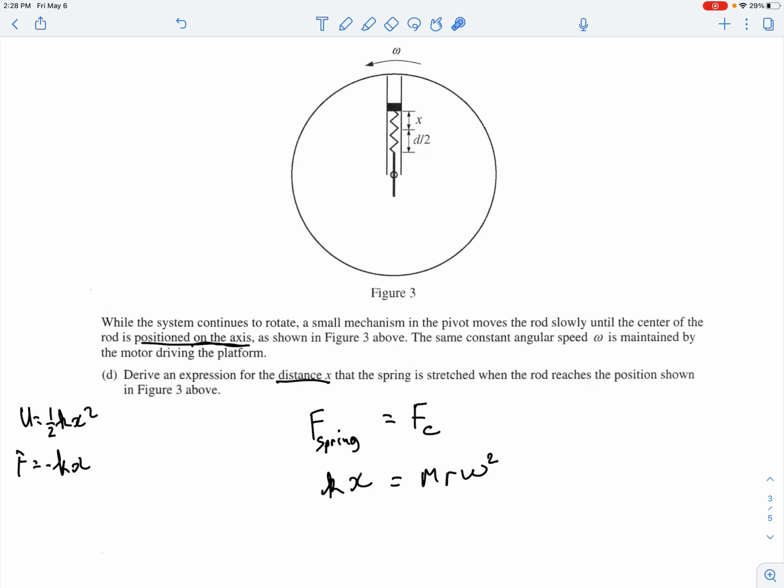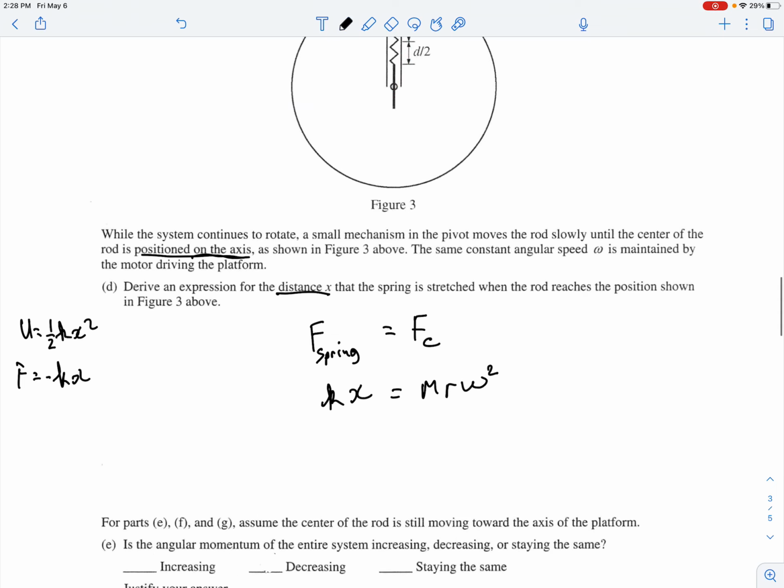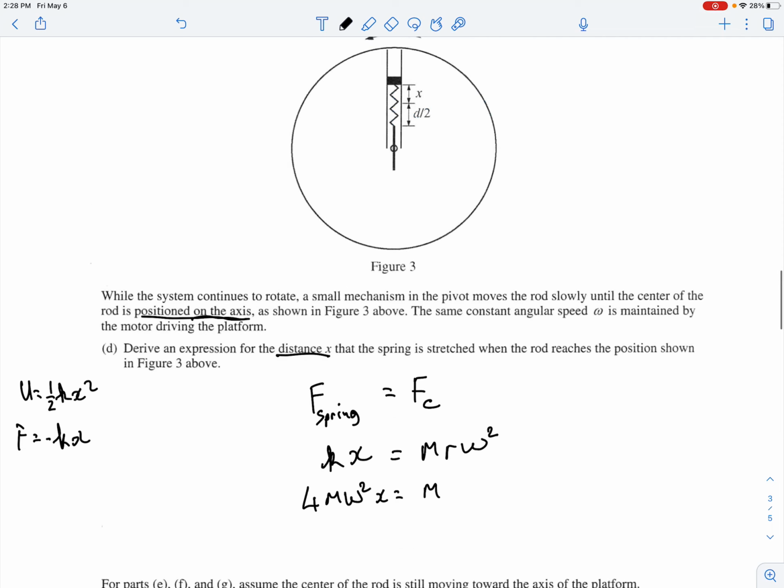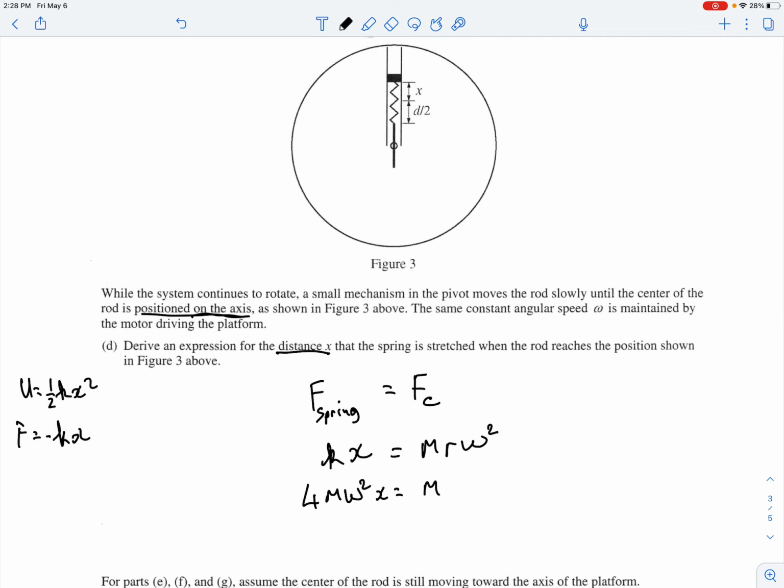So what exactly is R? This would be half a D, right? And this would be half a D, and that would be x, because that now is the new stretch distance of the spring. So you have to write it in terms of that. So if that's the case, what we have is 4m omega squared x is equal to m. What is R? R would be half a D and half a D. That's D plus x.